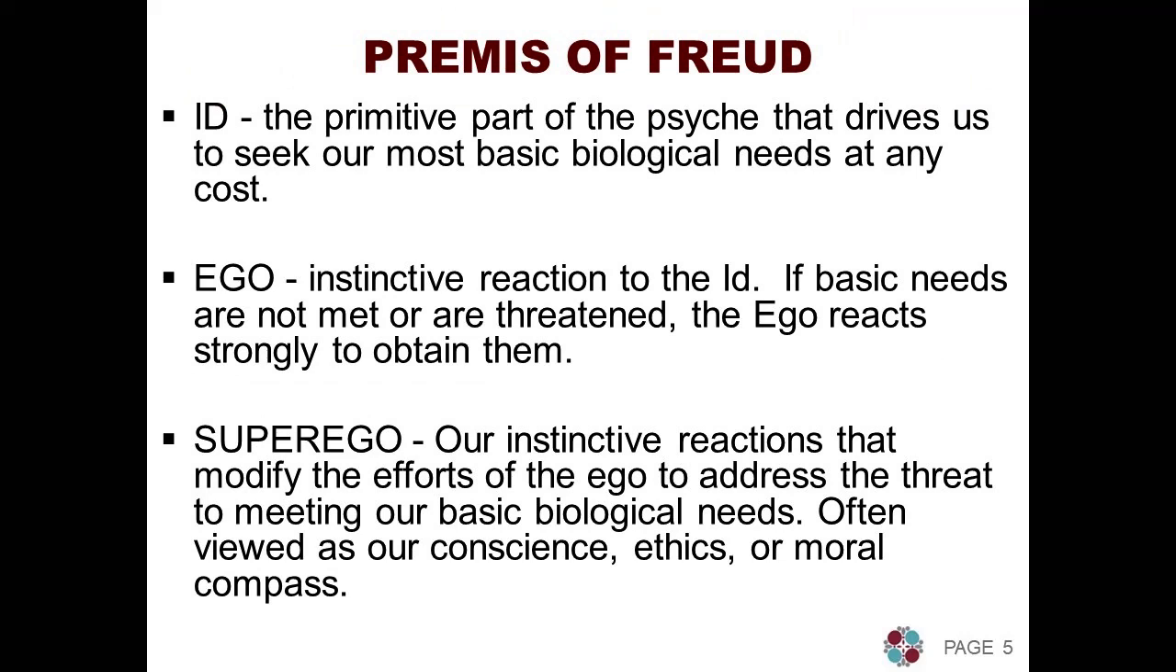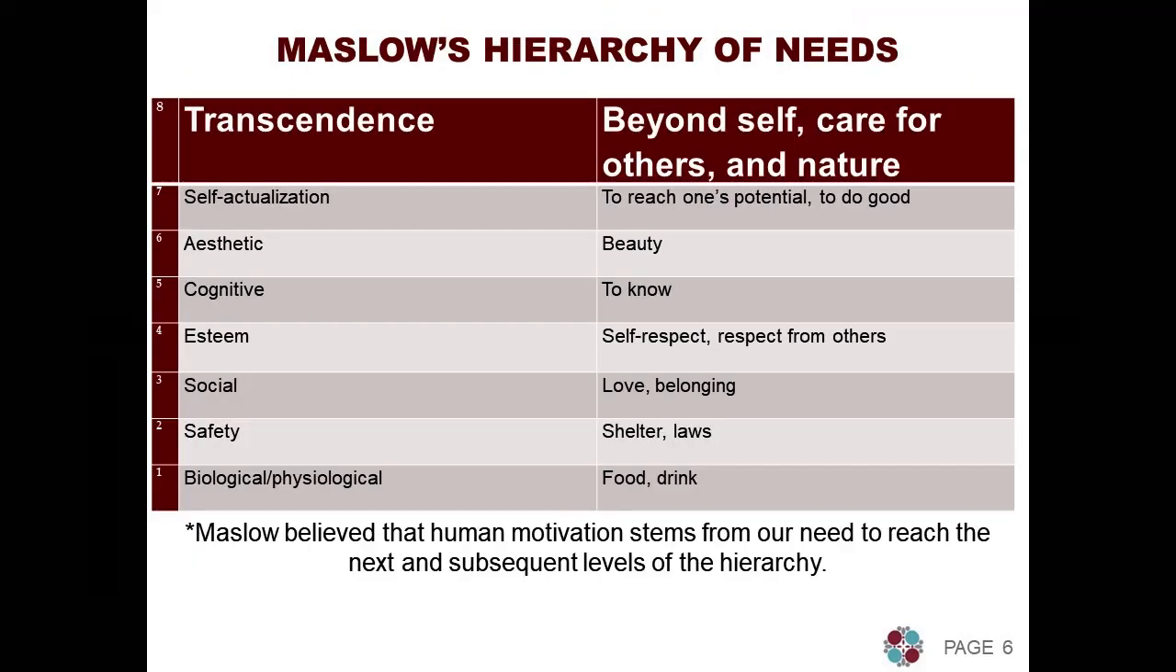The ego is the instinctive reaction to the id. So if our basic needs aren't met, our ego will react to that. And that's where psychological defense mechanisms come from. They are used as a way to protect us when we can't meet our basic needs or these needs are threatened.